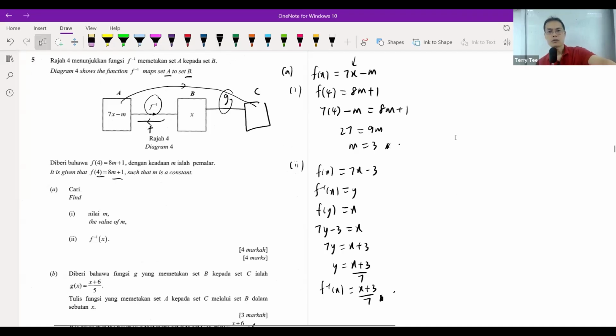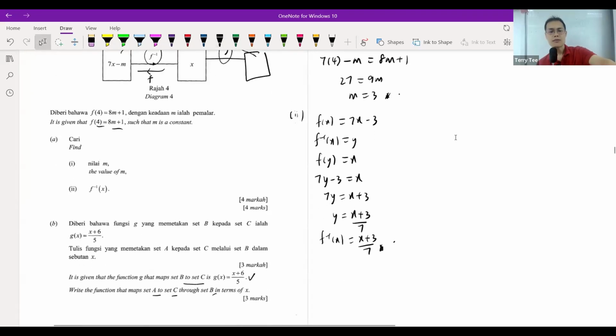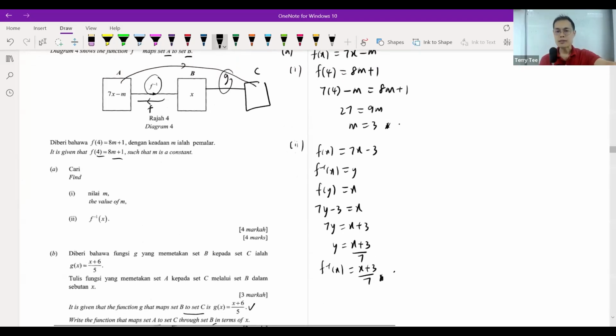So what this question does is it tests you on the concept of composite function, right? That you need to know the sequence. Which one to do first? We need to do f inverse first, followed by g. Yeah, but it's not difficult. It's quite easy actually. So you're finding g of f inverse.